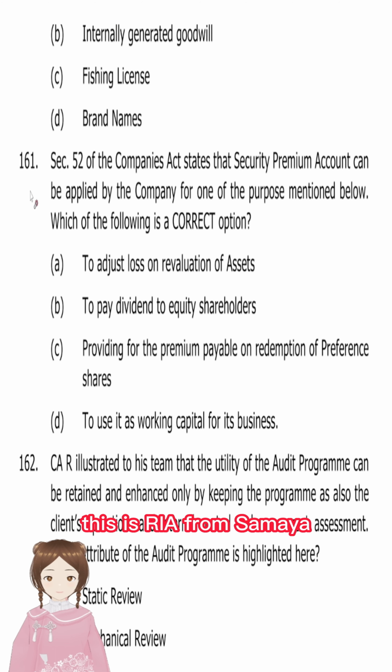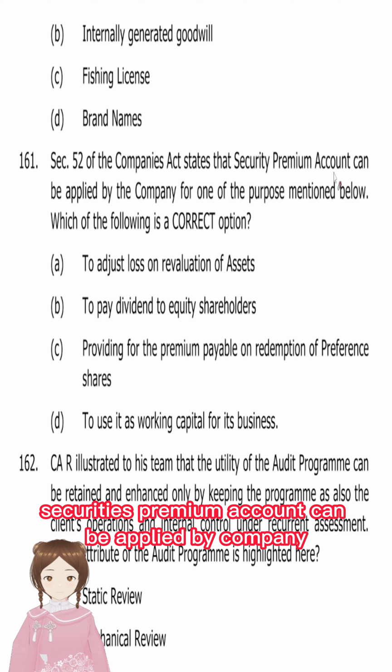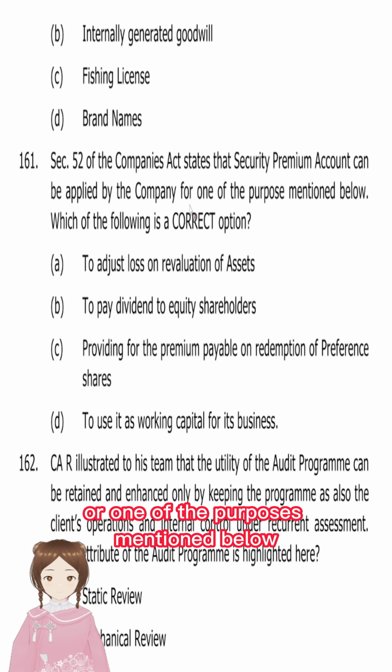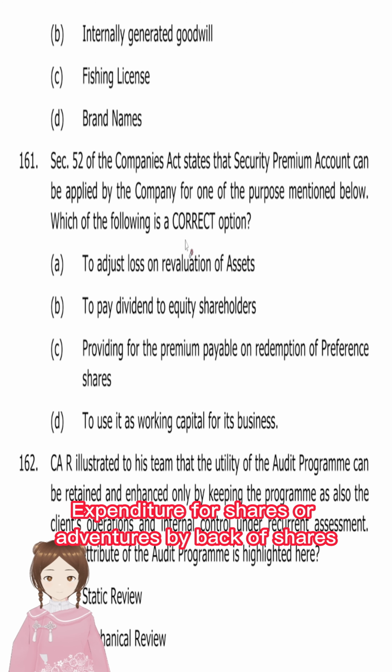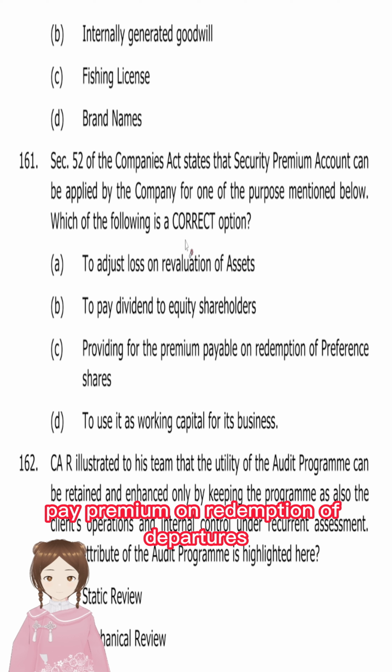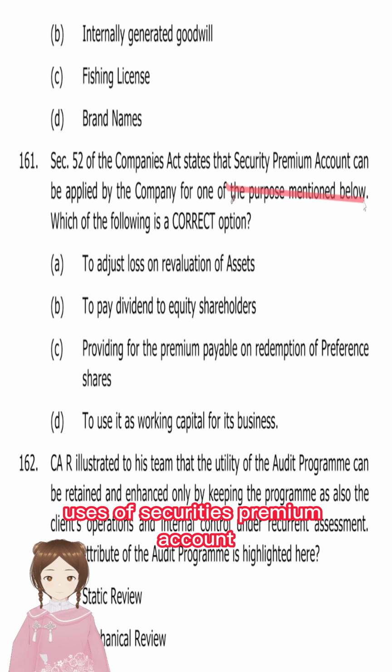Hey Sampham, this is Ria from Samaya, MCQ 161, CA Inter. Section 52 of the Companies Act states that the securities premium account can be applied by the company for one of the purposes mentioned below. Which of the following is the correct option? What are the uses of the securities premium account? First of all, bonus issue, writing off preliminary expenditure, writing off issue expenses for shares or debentures, buyback of shares, and paying premium on redemption of debentures. These are the uses of the securities premium account.